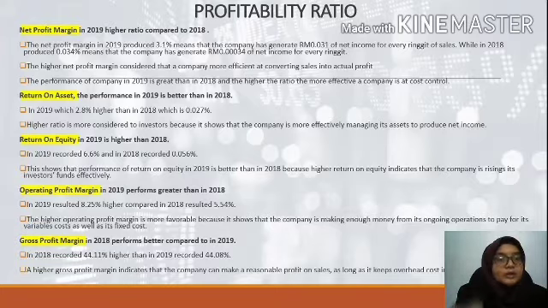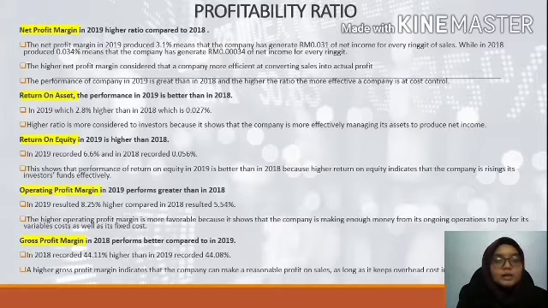For the return on asset, the company in 2019 is better than in 2018 in performance, at 2.8%, higher than 2018 at 0.027%. A higher ratio is more considered by investors because it shows that the company is more effectively managing its assets to produce net income. For the return on equity, 2019 is higher than 2018, with 2019 recording 6.6% and 2018 recording 0.056%. This shows that the company's return on equity in 2019 is better than in 2018, because a higher return on equity indicates that the company is using its investors' funds effectively.